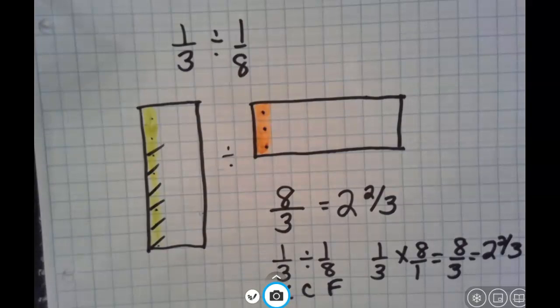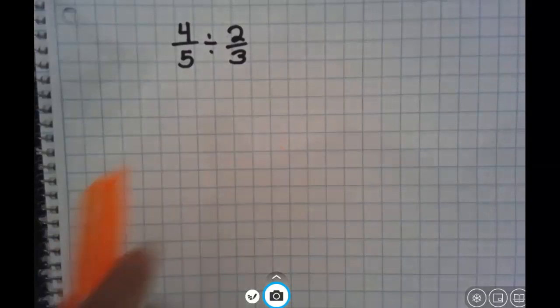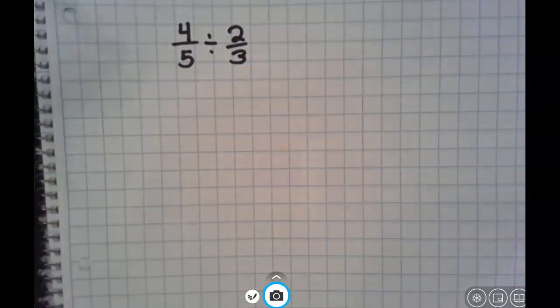So let's do one more like this. I want you to work along with me, so make sure you've got some paper or a whiteboard, something that you can work with. So for this problem, we have 4/5 divided by 2/3. And I want you to start with drawing your two boxes. Look at the denominators. We've got 5 and we've got 3. So that means that your boxes should be 5 by 3. Go ahead and draw them now.